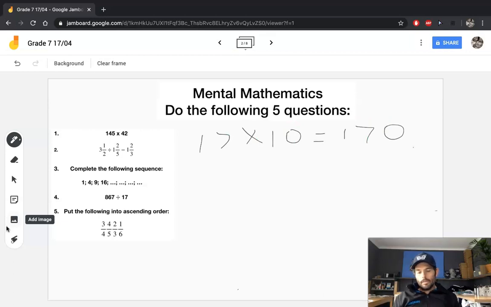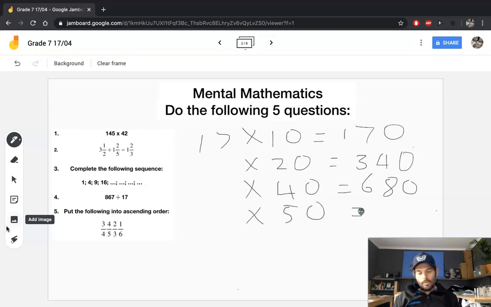So if I know 17 times 10 is 170, then 17 times 20 must be double that. Okay. I can go 17 times 40, and I can double 340 to 680. And I also know that 17 times 50 is going to be 850. Okay, so I haven't really done anything too complicated there. I've multiplied by 10. Once I've multiplied by 10, I can double to multiply by 20. I can double to multiply by 40. And then to multiply by 50, I'll just add that 170 onto the answer from multiplying by 40. Okay, so I've got 850.